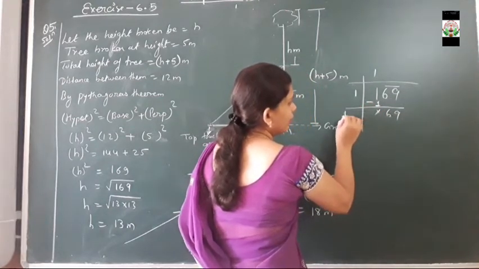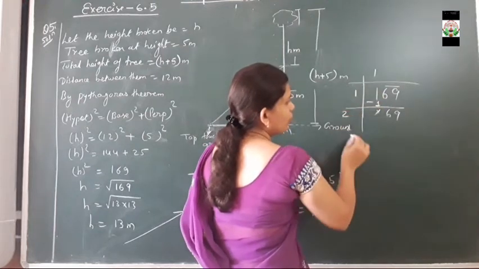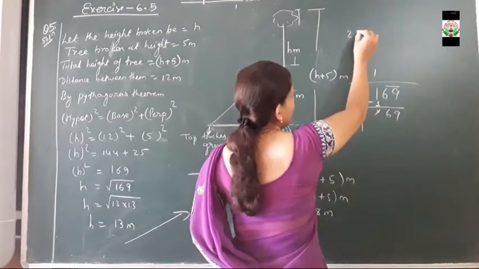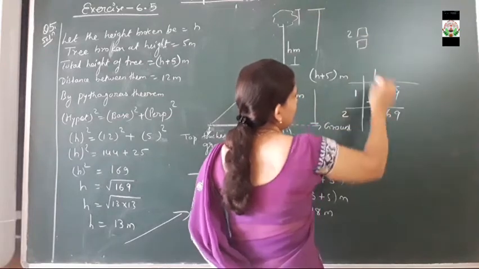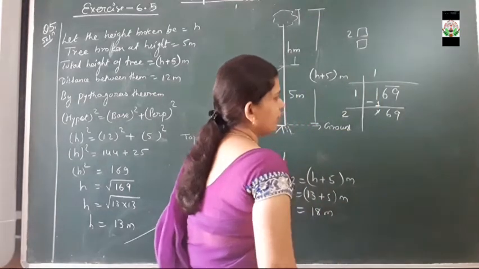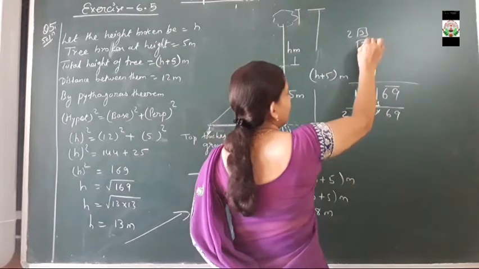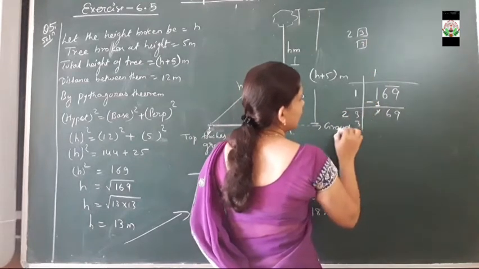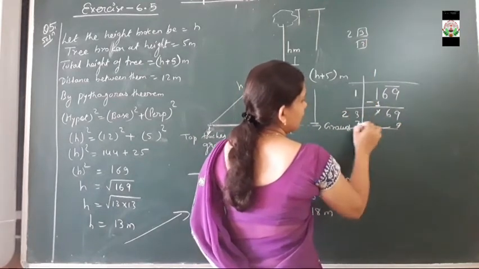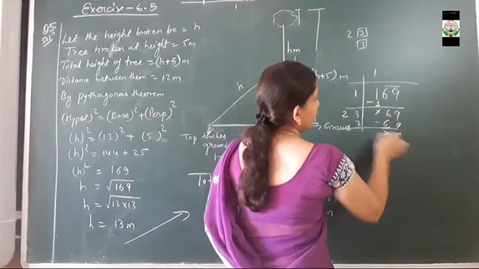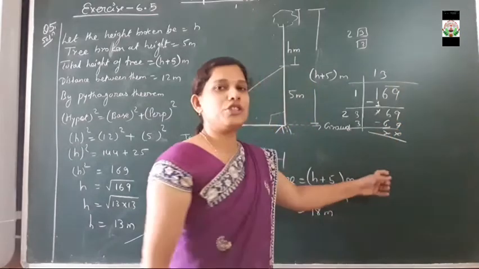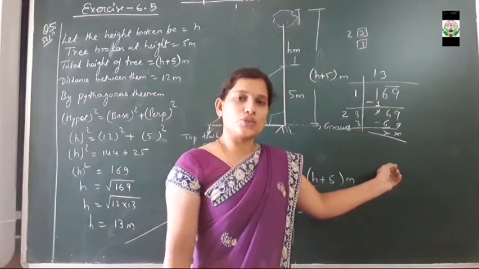So here 1 plus 1 is 2. Now what number should be multiplied with this 2 to get 63, isn't it? So let's see, 3 will be multiplied. When 3 is multiplied, 3 3s are 9, 3 2s are 6. So hence, this is the long division method, how to find the square root of a number.